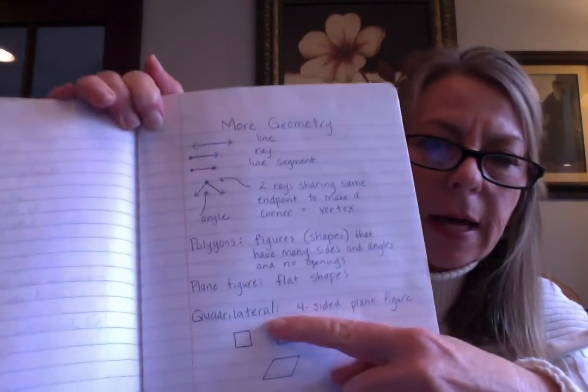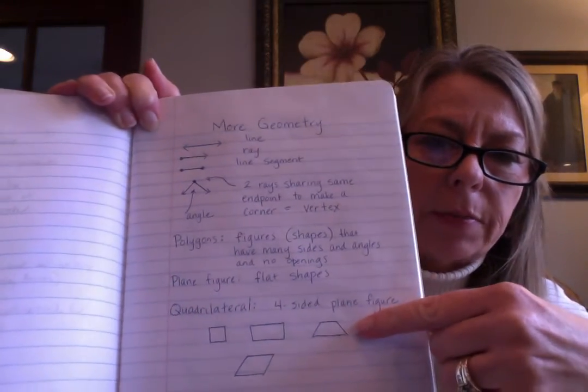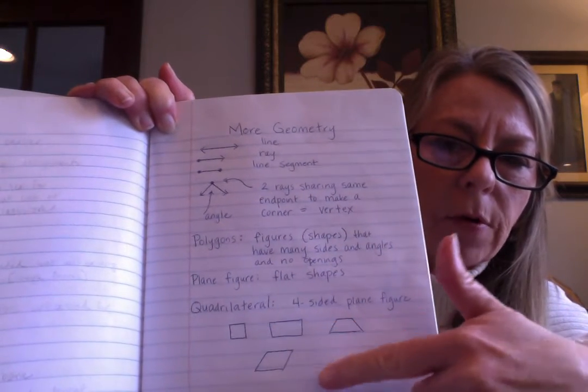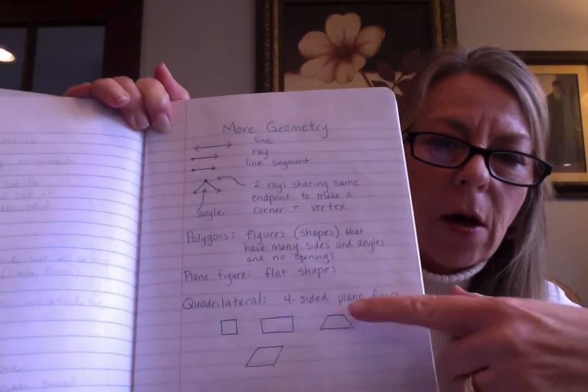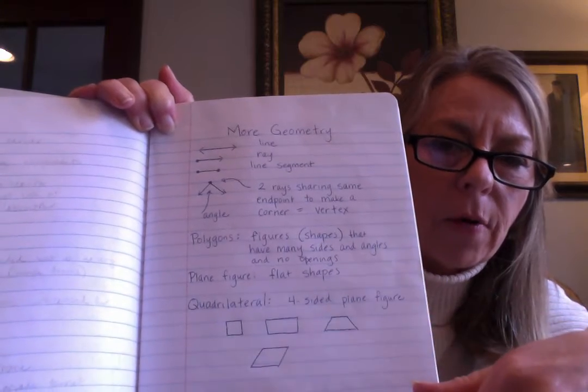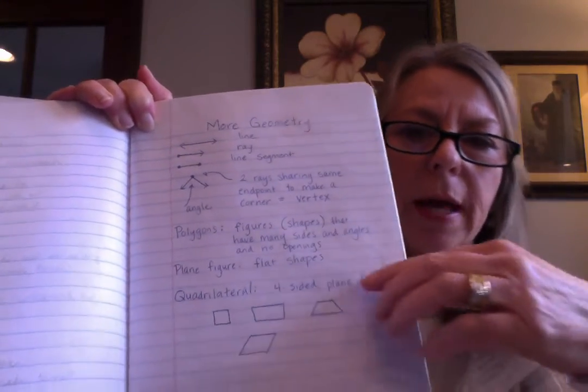And then a quadrilateral is a four-sided plane figure. So here are four different quadrilaterals. They all have four sides and they all have four angles. Okay, so that's a quadrilateral.